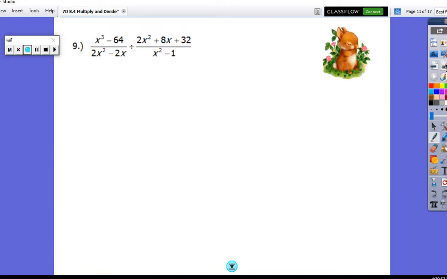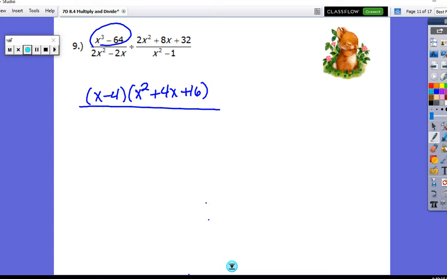I've got to flip and multiply, and I also need to factor. I'm going to factor it as I go. This is difference of cubes. Remember that pattern: it's going to be x minus the cube root of 64, which is 4. Then I square it, opposite, multiply, and then square.